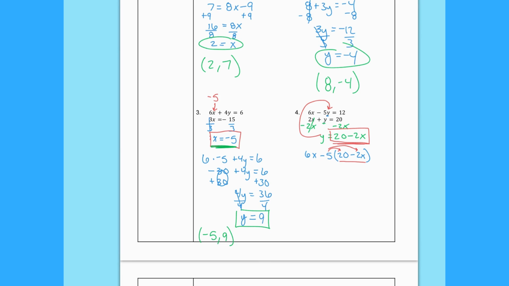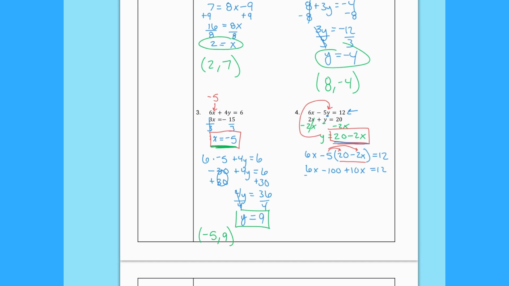And then we still have, let's finish off that equation, is equal to 12. So I've mostly just copied this top equation, but I replaced the y with what y is equal to. This whole thing, 20 minus 2x. And now we're going to solve the equation. I'm going to do distributive property first. Negative 5 times 20 is negative 100. Negative 5 times negative 2x is positive 10x. And we still have equals 12.